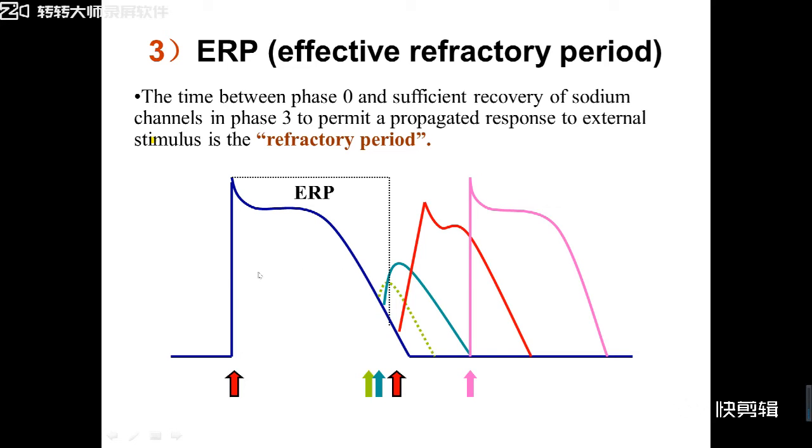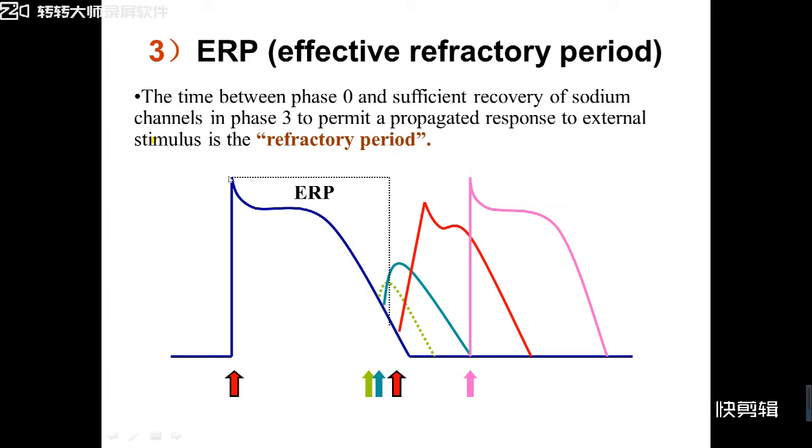ERP. Do you remember the major function of ERP? It means that if we stimulate cardiomyocytes in the ERP, the cardiomyocytes do not respond. And if after the ERP we stimulate cardiomyocytes, there will be an external action potential, and the heart rate will be increased. That means inducing arrhythmias, tachycardia. So from here, we know from phase 0 to phase 3 is the ERP, and in this period, when we stimulate cardiomyocytes, there is no response and no heart rate.